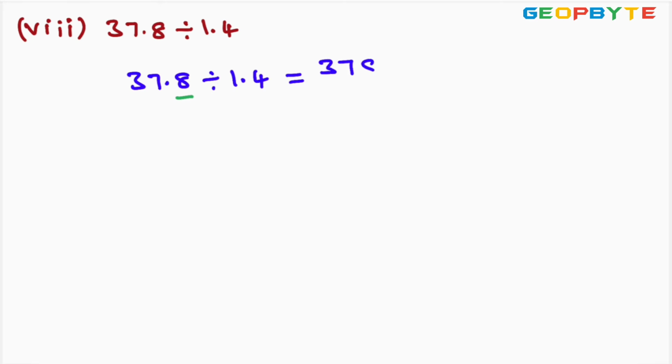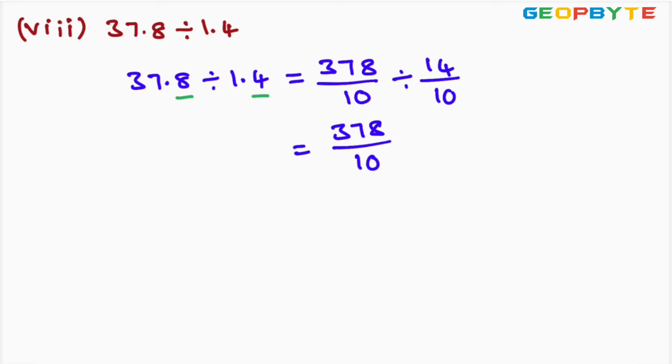Then we'll be getting 378 by 10 divided by, in the second number after the decimal point we have only one digit. So we can write it as 14 by 10, which is equal to, write down the first number as it is, 378 by 10. Find the reciprocal of the second number, that is 10 by 14. Here 10 gets cancelled, 14 ones are 14 and 14 27s are 378, which is equal to 27.